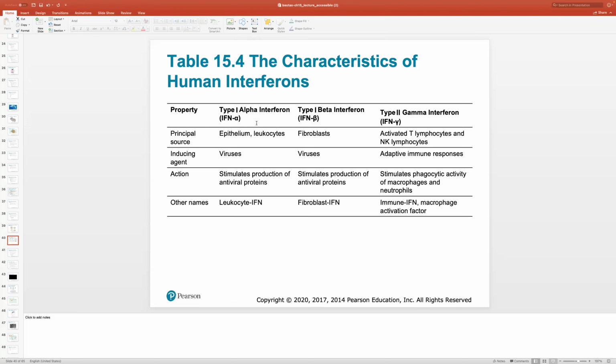Here you can look at the characteristics of the human interferons, type 1 alpha, type 1 beta, and then type 2 gamma. The principal source: the epithelium, leukocytes, fibroblasts, activated T lymphocytes, and natural killer lymphocytes. We talked about the natural killer ones. We're going to talk about the T lymphocytes in adaptive immunity. Here we've got adaptive immunity again. So here is kind of a segue from the innate to the adaptive immune system.